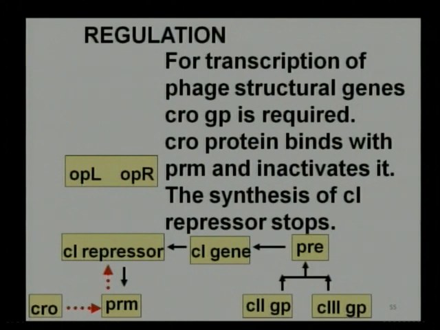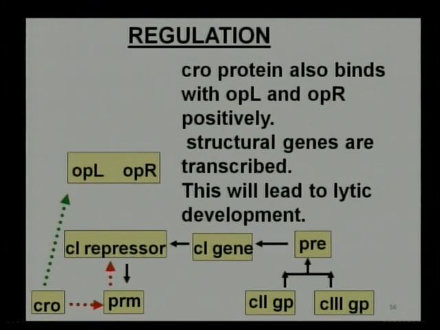...promoter repressor maintenance, that is PRM, and inactivates it. So this will stop the synthesis of C1 repressor. Once the C1 repressor is stopped, the transcription begins. Now the CRO protein also has a positive effect on the operator promoter left and operator promoter right. So the structural genes associated with these promoters start getting transcribed, and this will lead to the lytic development.